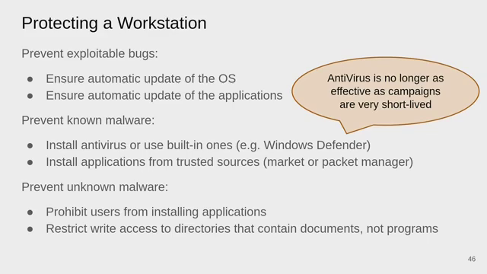Another better approach to prevent malware is to install applications from somewhat trusted sources, such as a market or package manager or something like that. You can also try to prevent unknown malware, prohibit users from installing applications they downloaded somewhere from the internet, or restrict write access to directories that contain documents, not programs, prohibiting users from installing applications overall, right? We're speaking about corporate environments here, not about your desktops. In a corporate environment, this makes total sense. For you privately, if you choose to install a pirated version of a game, that's your choice, right? But you have to accept the risks that come with it, and then anticipate that.